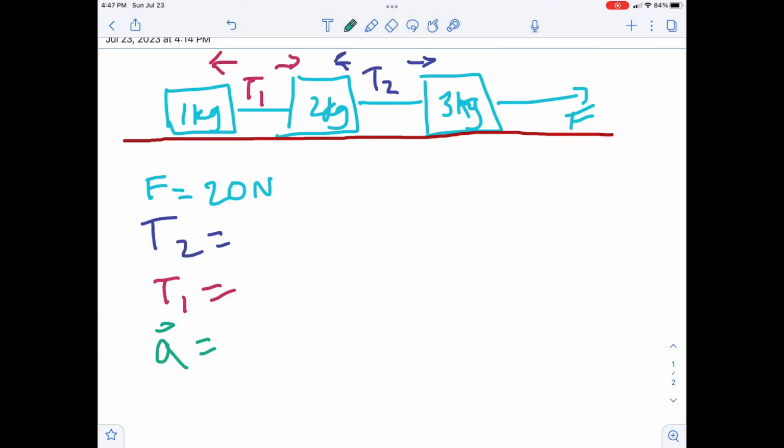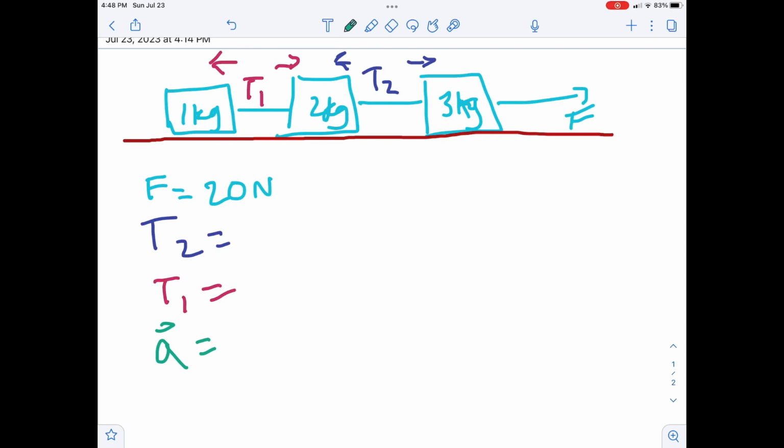I wanted to make a video explaining a problem where we have a 3 kilogram block being pulled by a force that's equal to 20 newtons, attached by a rope to a 2 kilogram block, which is attached by another rope to a 1 kilogram block. And this is happening on a frictionless surface.